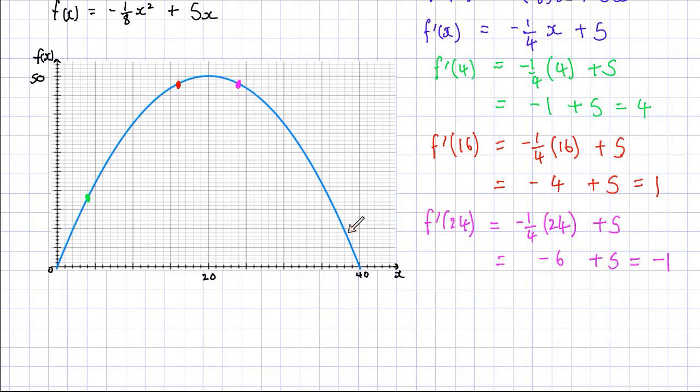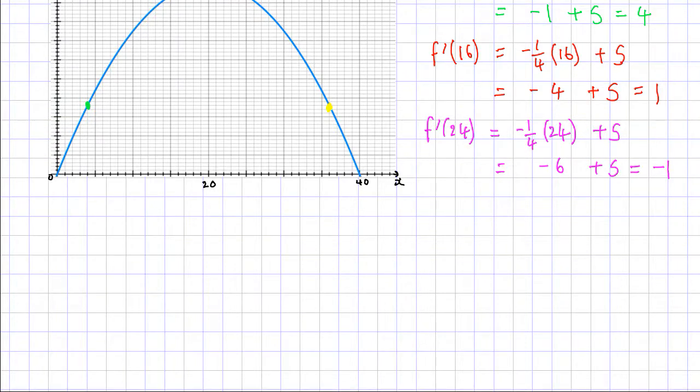So let's find the gradient at x is 36, when the ball is 36 meters away from the person that hit it. 36 is here, so we're looking for the gradient here now. If I have f dash 36, I'm going to get minus a quarter times 36 add 5. 36 times minus a quarter is minus 9, so that's minus 9 add 5, which is equal to minus 4. So the gradient at this point is minus 4.